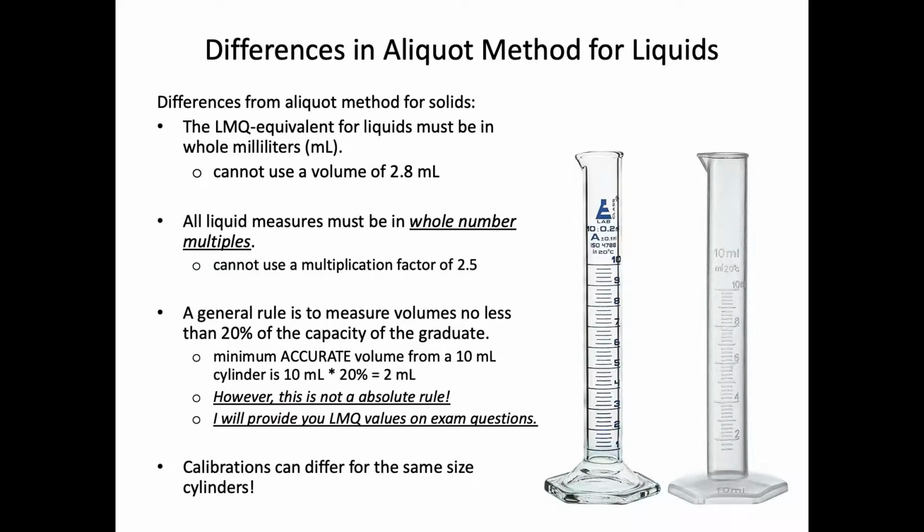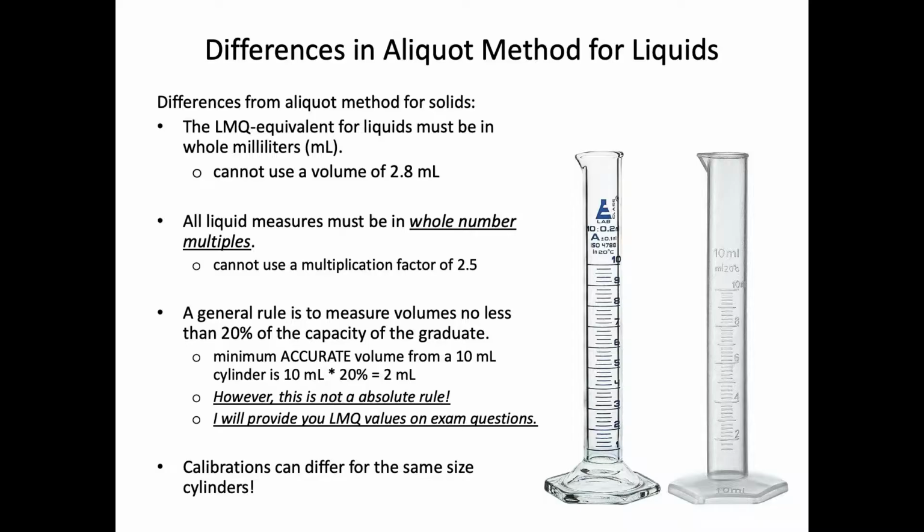The differences I want to point out between solid aliquots and liquid aliquots have to do with least measurable quantities. Those least measurable quantities need to be whole numbers for the volume, for milliliters. So we don't want to set a least measurable quantity of 2.8 milliliters; we'd want to round that to a whole number, 3. Likewise, your multiplication factors, just like we talked about before, still need to be rounded up to whole numbers. So you don't use 2.5, you round it up to 3. So round your least measurable quantities and round your multiplication factors.